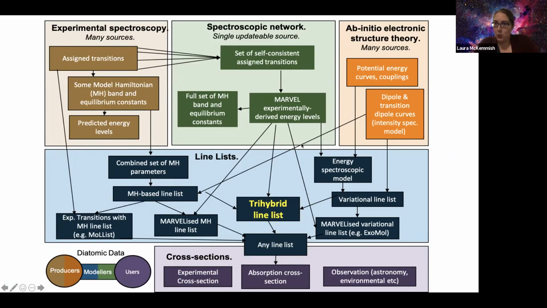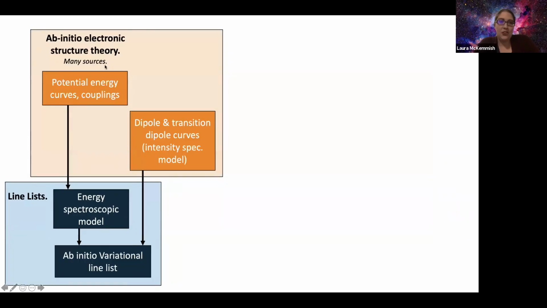So the simplest way of getting a line list is, and you might argue, why do we have to go through all these complications? Can't we just do it easier than this? So the simplest way is to use quantum chemistry to get your potential energy curves, dipole moment curves, and then you can get an energy spectroscopic model from the potential energy curves that just tells you what are all the energy levels in the molecule. You put these together and you get an ab initio purely theoretical variational line list. That's approach one.